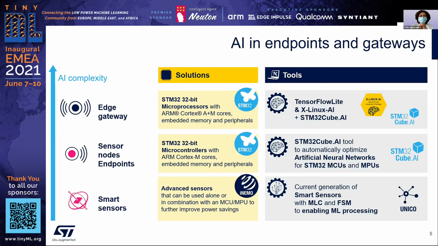Then, if you want to have a more complex architecture, we have also solutions for edge gateway. In this case, we talk about STM32 MPU microprocessors. And also in here, we have tools like TensorFlow Lite, X-Linux-AI, and again, the STM32Cube.AI that gives you all the possibility to implement AI algorithms.